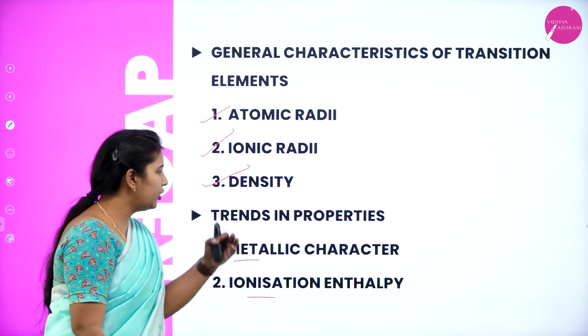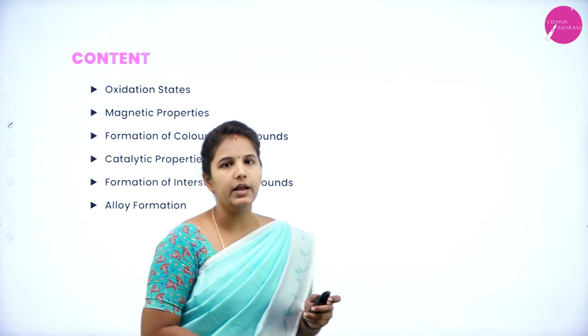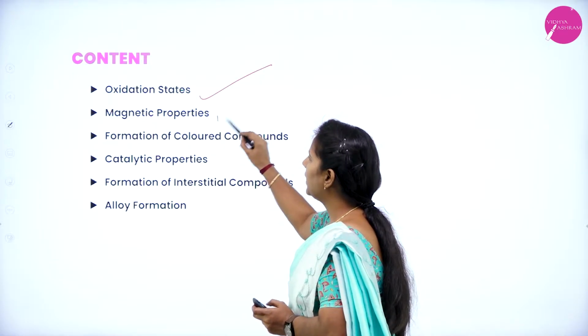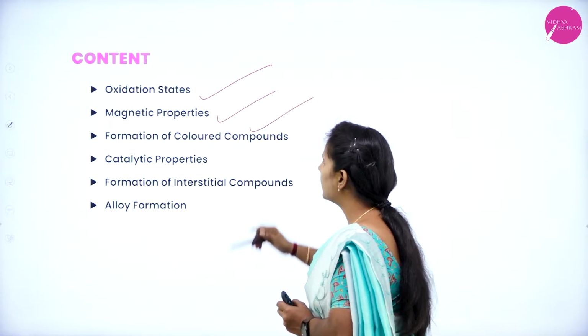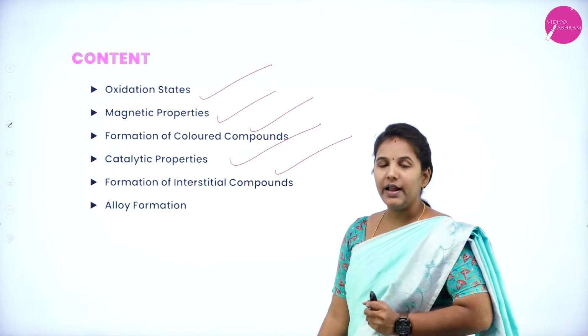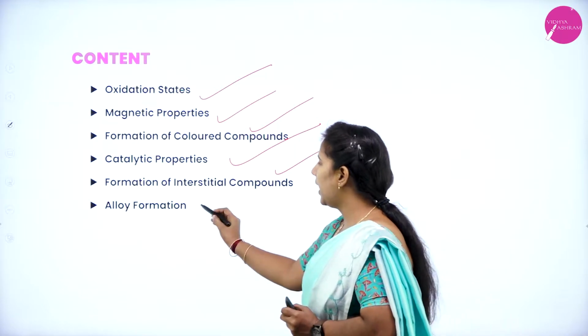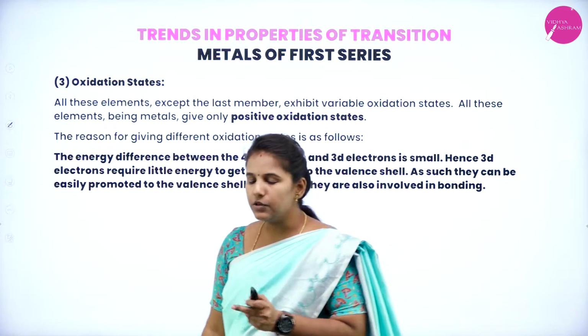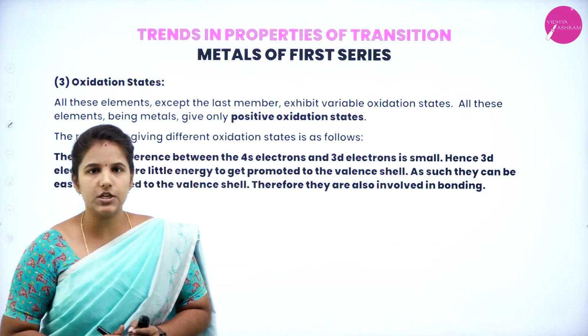We'll still continue with the trends in their property by understanding the oxidation state, magnetic property, formation of colored compound, catalytic property, formation of interstitial compound and alloy formation in the D block elements. So first I'll go with the oxidation state.